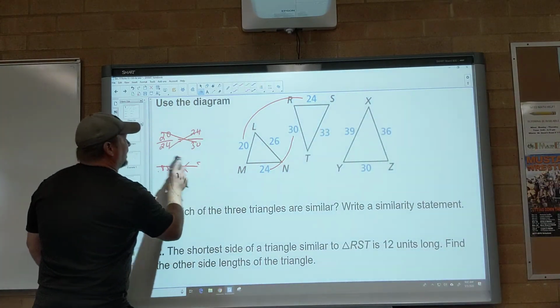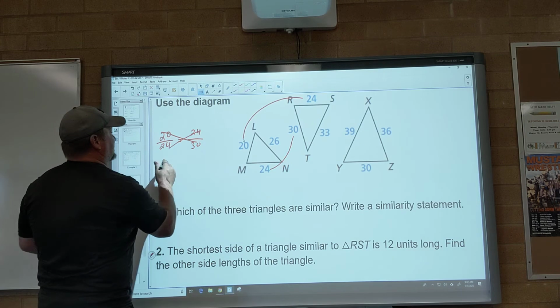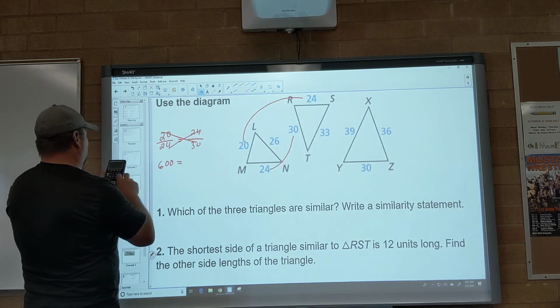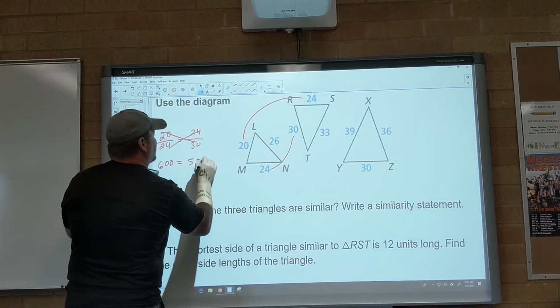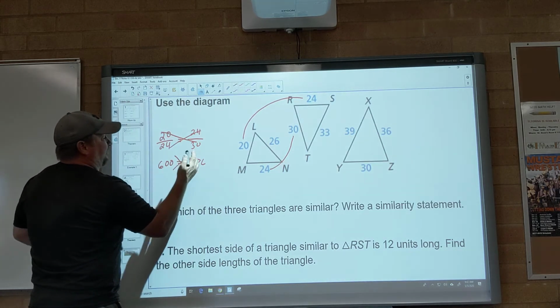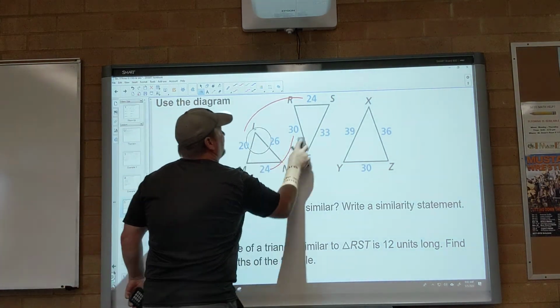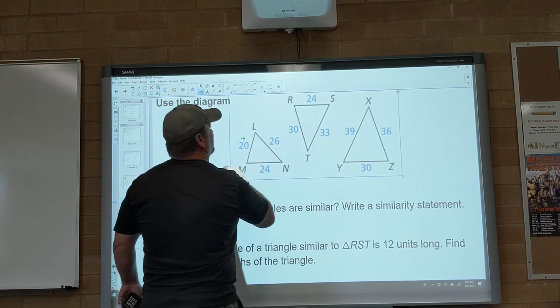And if I didn't want to do just the reducing of it, I could cross multiply. So 20 times 30 is 600, and 24 times 24 is 576, and you can see that doesn't work either. I mean, either way it doesn't work. Okay, so that one doesn't work. I'm not going to do that one. So I know that this triangle and this triangle are not similar to one another.